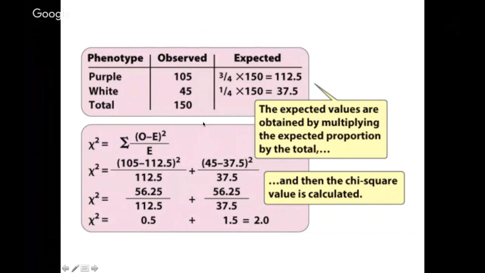In order to calculate your ChiSquare value, you have to have your total of progeny as well as your expected. In order to find your expected, you have to take your 3-to-1 ratio and multiply it by your total observed progeny to get your expected. Once you have your expected, you can plug it into your ChiSquare, which is the sum of the observed minus the expected squared over the expected, and you do this for both genotype or phenotypes present. Get 0.5 for the purple and 1.5 for the white, giving you a 2.0 ChiSquare value.